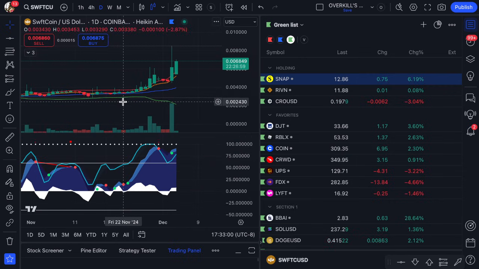The ones you want to enter on are the ones around the moving averages, right down here on the 20th, right? That one came at 3 cents. That went all the way up to 8 cents, almost 9 cents. That was a 300% move.